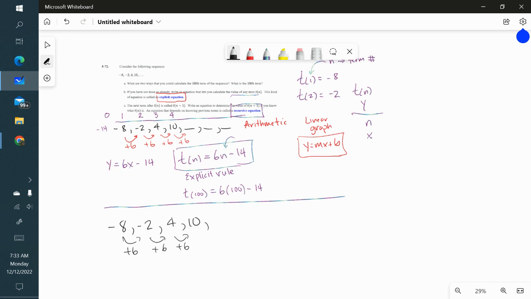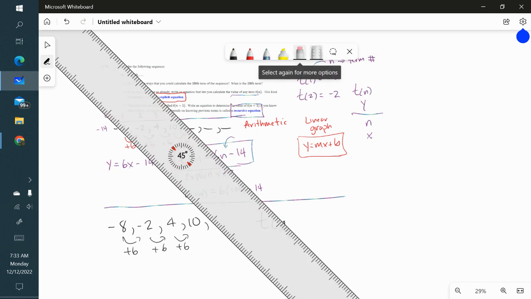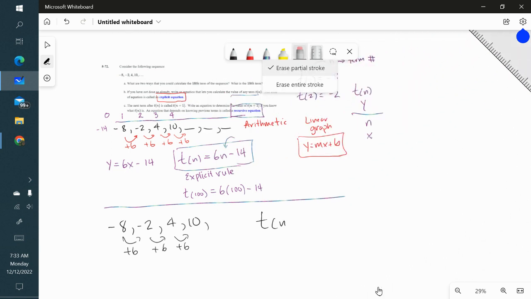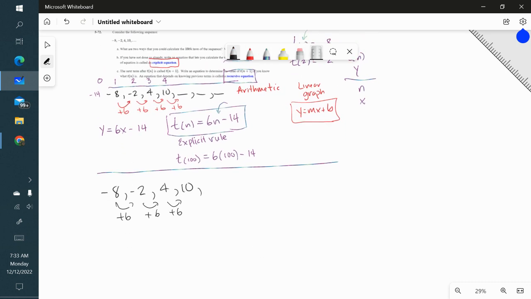And so now the other thing that they're introducing here is this idea. T of n plus 1. Let me erase that. I haven't used this eraser in a long time. So T of n plus 1. I'm going to look at this like, okay, currently I'm thinking about this term.